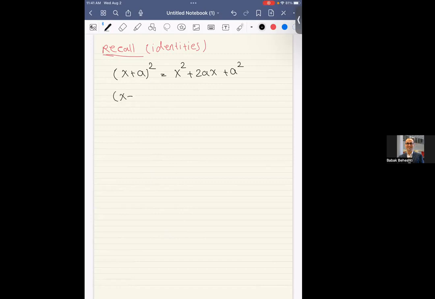When I say plus a, it also includes minus a, because if a is negative, then automatically you have the negative 2ax. So I don't write x minus a. And then you have (x plus a) cubed. This is equal to x cubed plus 3ax squared plus 3a squared x plus a cubed.